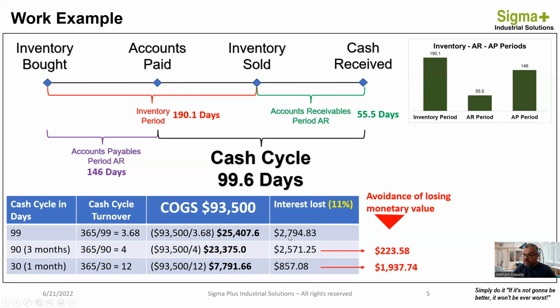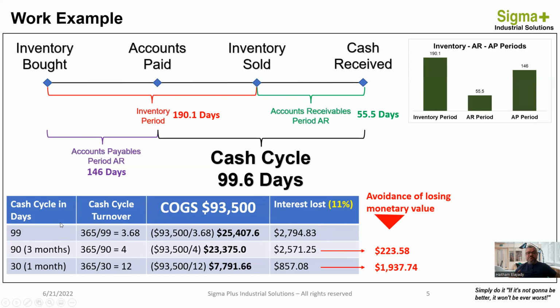Because in the first scenario, when the cash cycle turnover was 3.68, my interest loss was $2,794, compared with the interest loss here of $2,571, which means that I have generated or avoided a cost saving of $223. Okay, the third scenario.